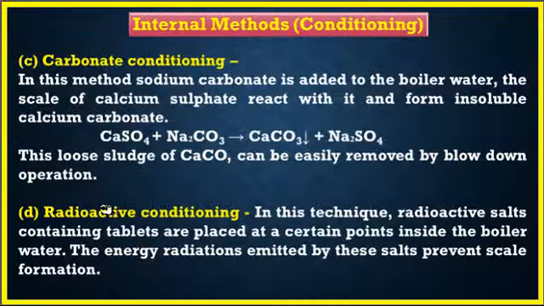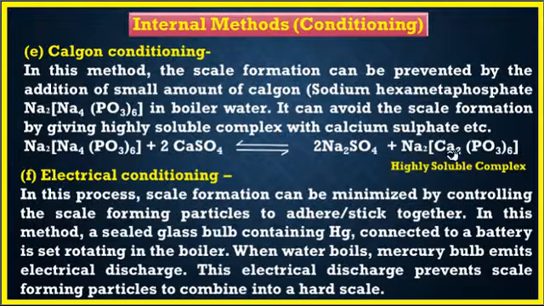Fourth conditioning is the radioactive conditioning. In this technique, the radioactive salt containing tablets are placed at certain points inside the boiler. The energy radiations emitted by these tablets prevent the coagulation of the scale forming salts. So these scale forming salts remain as the sludge in the boiler feed water, which can be removed by the blow down operation. Next one is the Calgon conditioning.